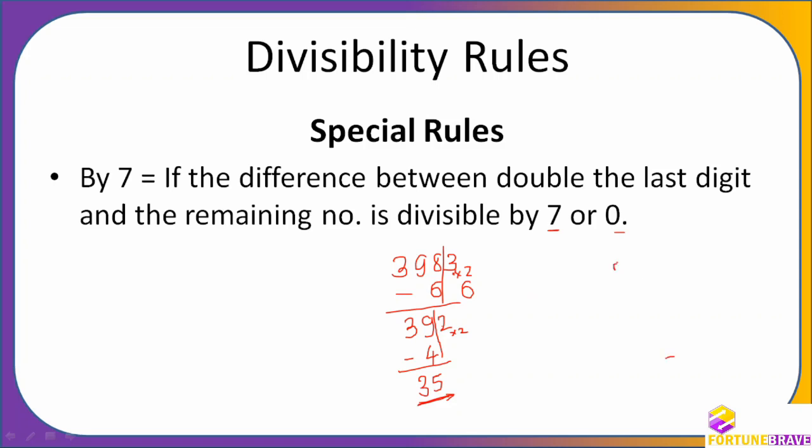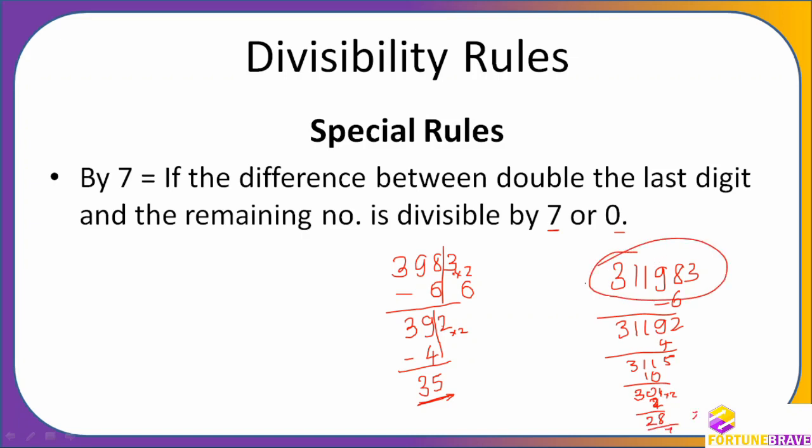So this number, 311983. I am going to double the last digit and subtract. I get 31192, then 3115, then 301. Again 1 doubled is 2, so this will be 28. 28 is divisible by 7, so this number is also divisible by 7.